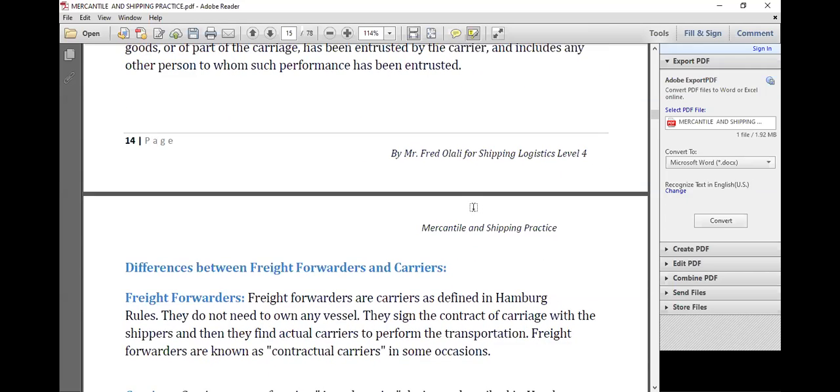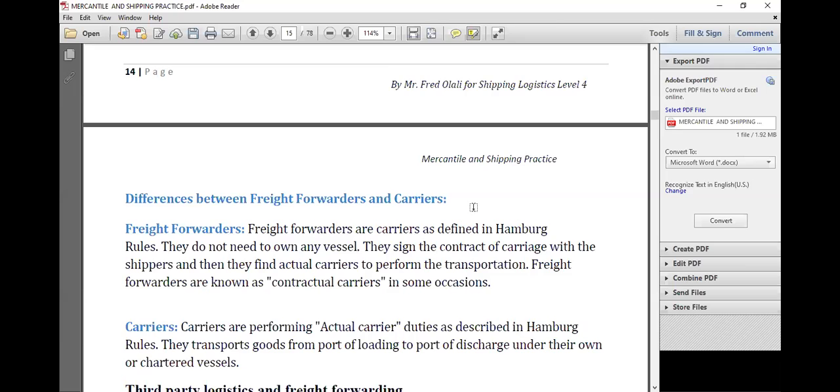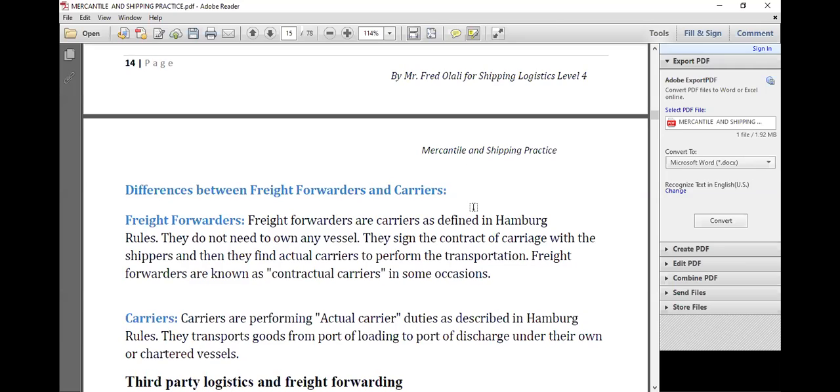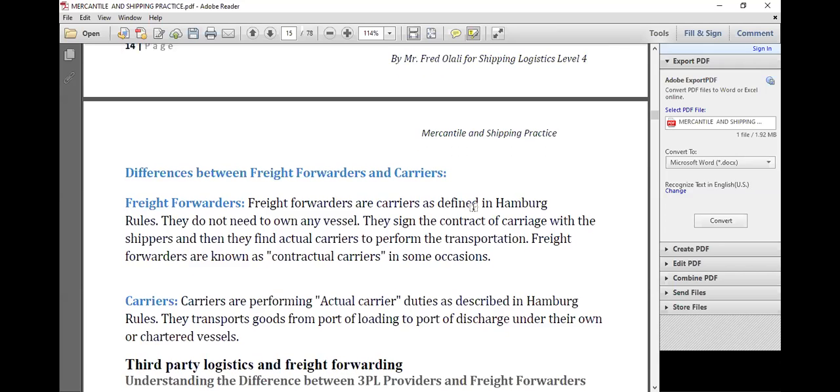So Hamburg Rules was trying to make a distinction. Yes, we say that a carrier can be a person owning a vessel or a person who charters a vessel, but it was saying that not necessarily that. It can be even a person who approaches you that it can ship your cargoes for you, and you agree in paperwork. That person becomes a carrier. Okay.